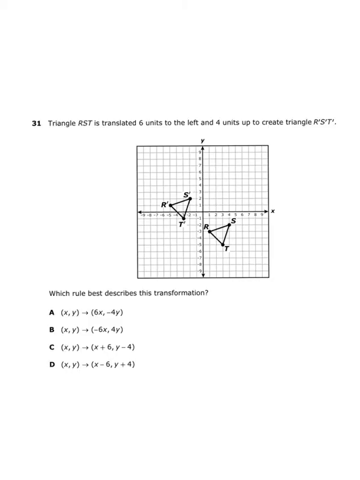Triangle RST is translated 6 units to the left. So it's going 6 units to the left and 4 units up. Which rule best describes this transformation? Well, we know it's not A because that's multiplication. We know it's not B because that's multiplication. And if it's going left, it's going to be subtracting on the x. And if it's going up, it's going to be adding on the y. So D is the correct answer.